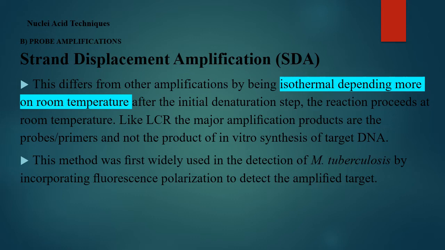This method was first widely used in the detection of Mycobacterium tuberculosis by incorporating fluorescence polarization to detect the amplified target. We'll come to fluorescence later, but generally know that it was the method used to detect M. tuberculosis. So that's about the SDA. The SDA typically runs isothermal rather than the thermocycler running throughout the whole procedure.